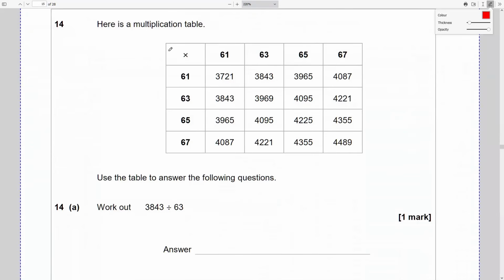Here is the multiplication table. Okay, 61 times 61 is this, and 67 times 67 is 4489. Okay, we've got to work it out. Use the table to answer the following questions. Work out 3843 divided by 63. So let's see if we can find it in there. 3843 is this one, divided by 63. So that's what we're dividing by. Well, we use 61 times 63 to make it. So the divide must be going back the other way. 61 is our answer.